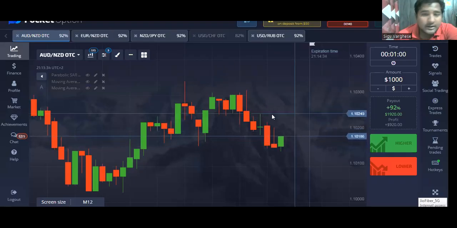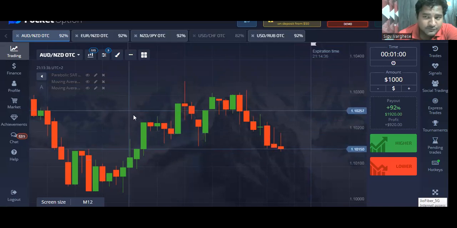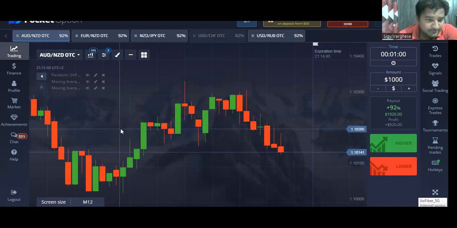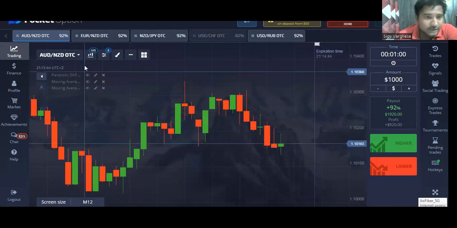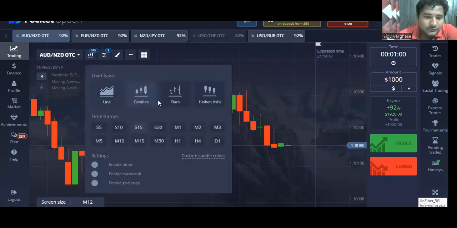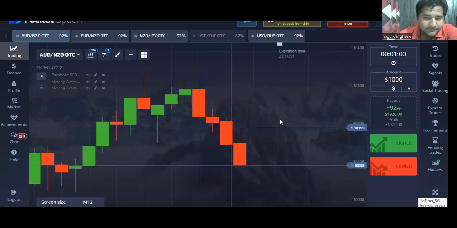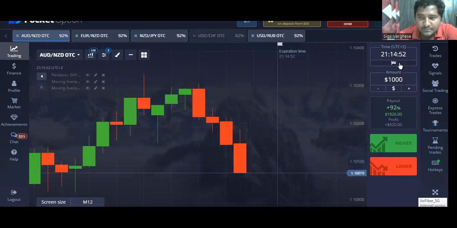Hello everyone. Today we are looking at a Pocket Option strategy, and this is one of the best strategies I have ever seen. In my past experience, I have never shared this. In this strategy you take 30-second candles, and your trade time will be 1 minute.